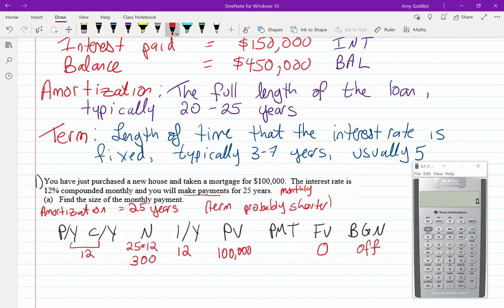So let's work this out. Start with P/Y and C/Y. Make that 12, already seem to be there. 300 is our N, our number of months. Our interest rate is 12. We've borrowed $100,000. That's our present value, and our future value is 0. So when I compute payment, I end up with this number.